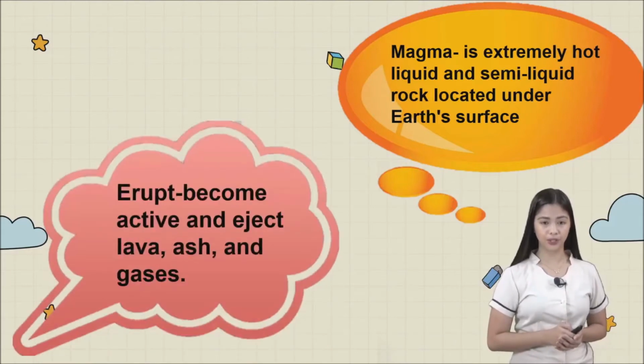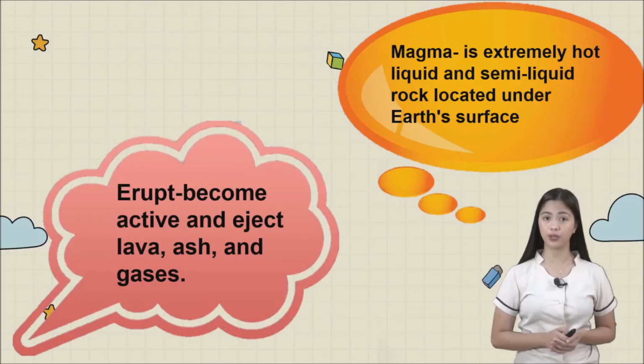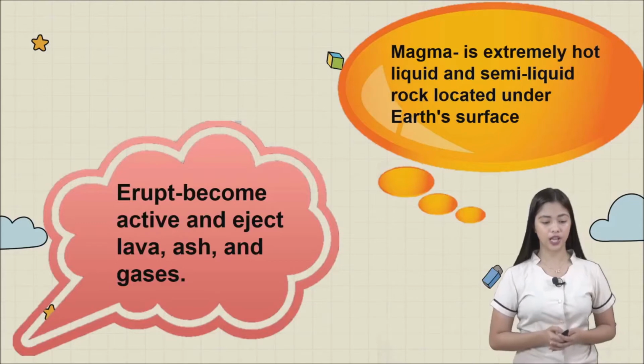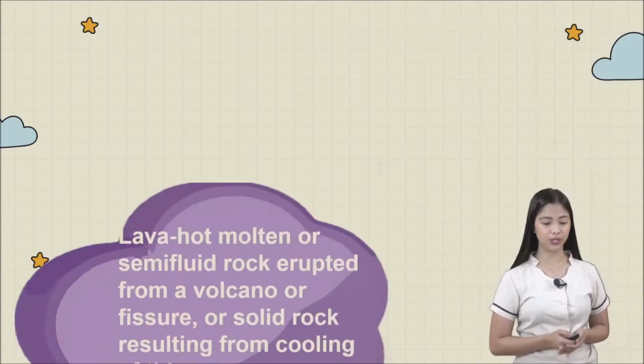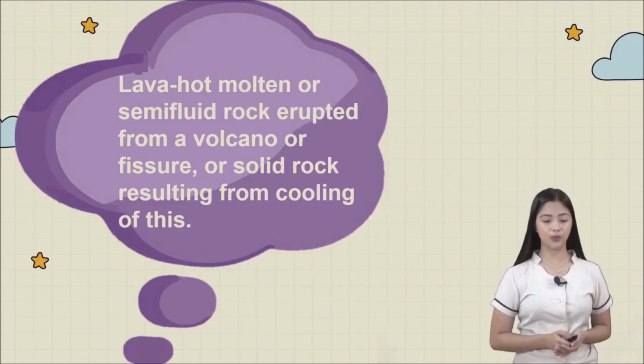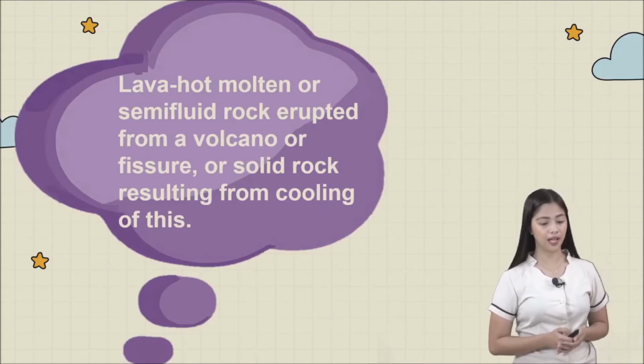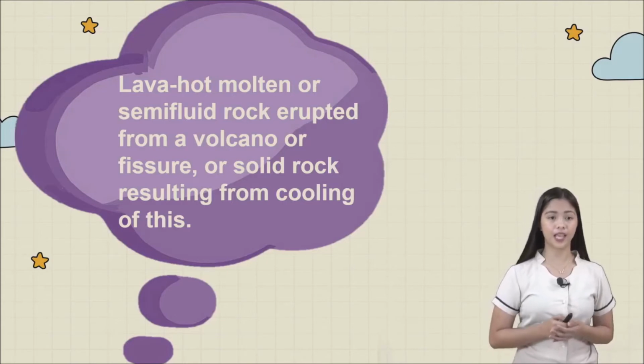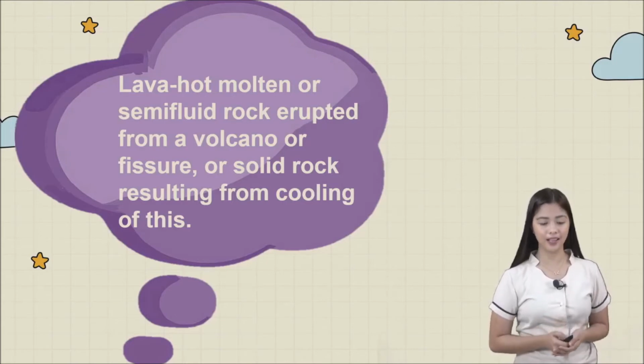Next one, we have the word erupt. When we say erupt, it means to become active and eject lava, ash, and gases. Next, we have the keyword lava. When we say lava, it is a hot, molten, or semi-fluid rock erupted from a volcano or fissure, or solid rock resulting from cooling of this. Again, kids, lava came from the volcano.